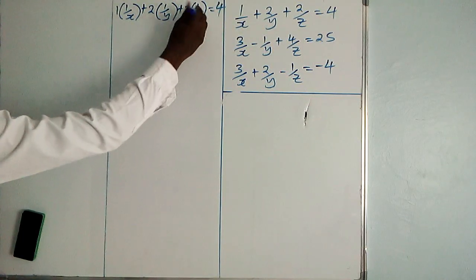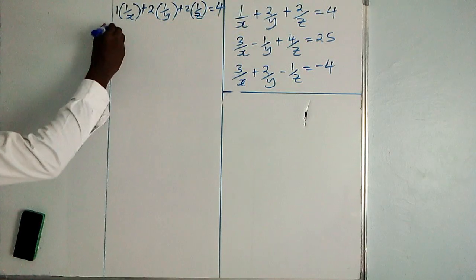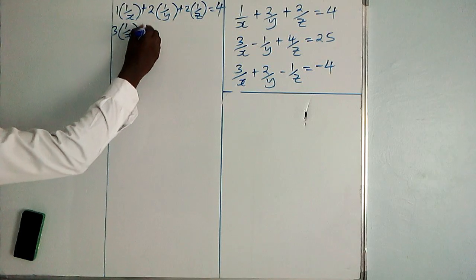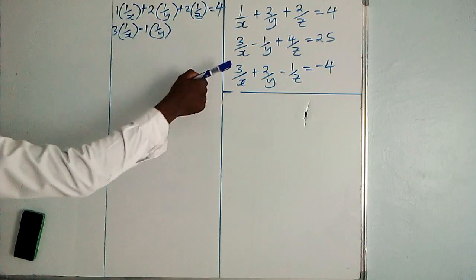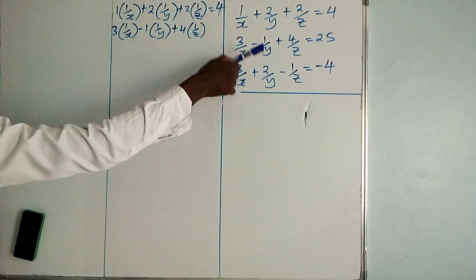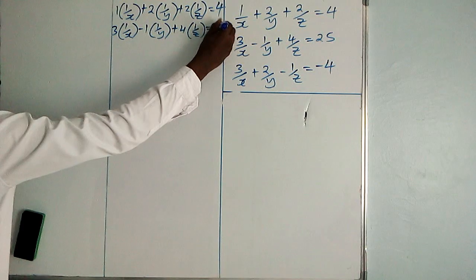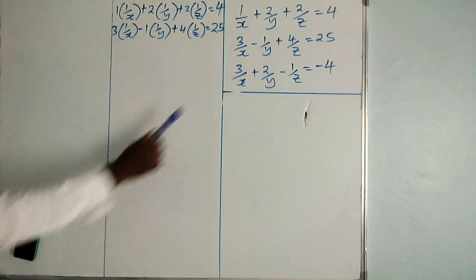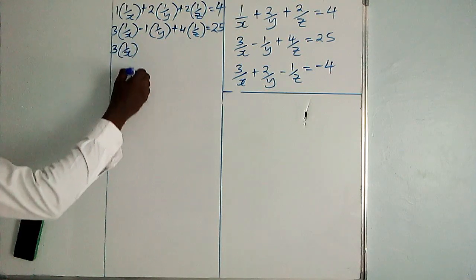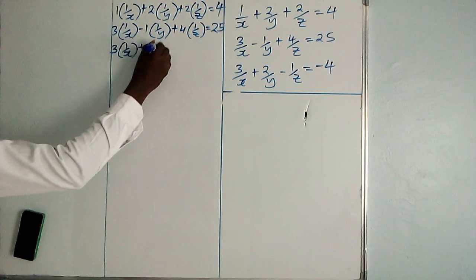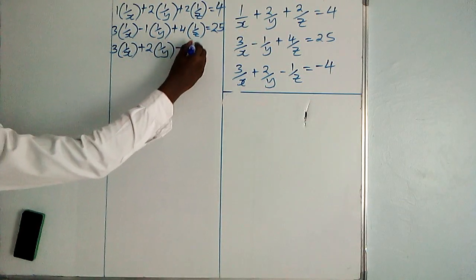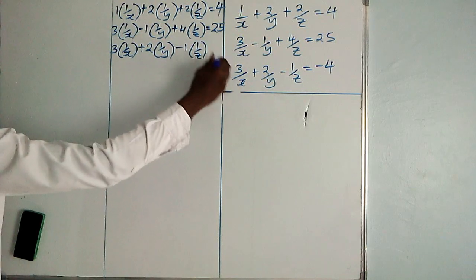Are you together there? Then you go to the second equation, 3 over x is the same as 3 into 1 over x, then minus 1 over y is the same as minus 1 into 1 over y, then plus 4 over z is the same as 4 into 1 over z to be equals to 25. Then you move to the third equation, 3 over x is the same as 3 into 1 over x, then plus 2 over y is 2 into 1 over y, then minus 1 over z is minus 1 into 1 over z to be equals to negative 4.